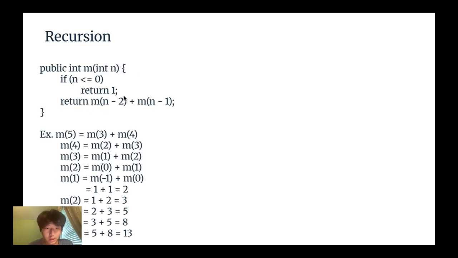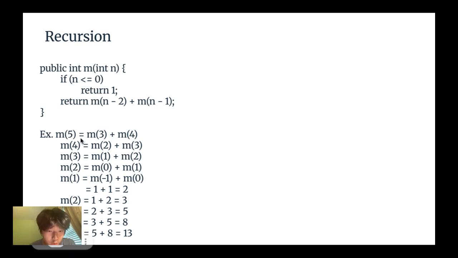So here we can look at an example. Here we have a method named m receiving a parameter n, and if n is less than or equal to 0, then it will return 1. Let's look at how this is done step by step. For example, we call m of 5. Here we know that m of 5 will return m of n minus 2 plus m of n minus 1. So in this case, m3 plus m4.